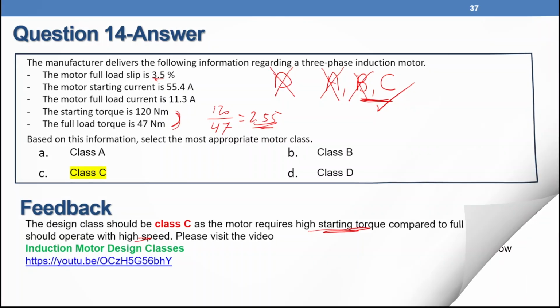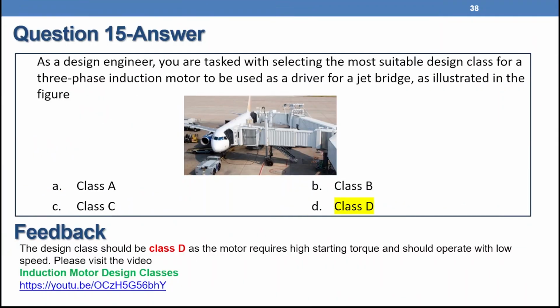The last question, question number 15. As a design engineer, you are tasked with selecting the most suitable design class for a three-phase induction motor to be used as a driver for a jet bridge, as illustrated in the figure. So as we see here, that one should be very low speed, but needs at the same time very high torque. So the choice should be class D. The design class should be D, as the motor requires high starting torque and should operate with low speed. If you'd like to know more about induction motor classes, please visit the video Induction Motor Design Classes.